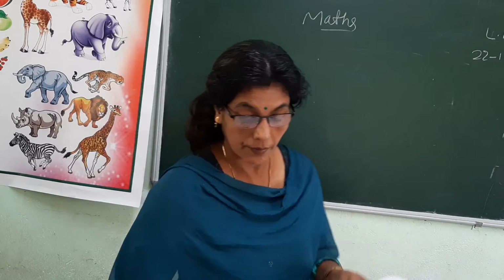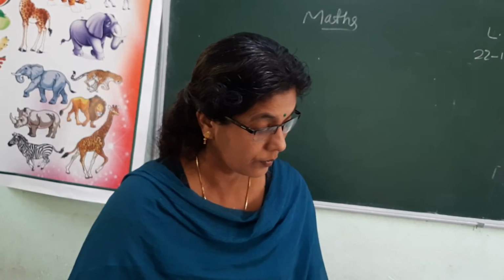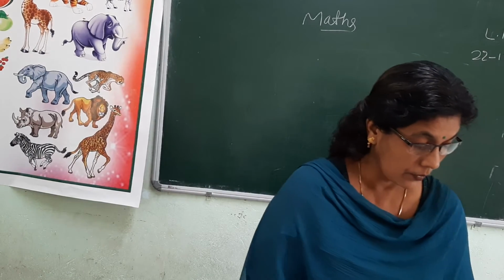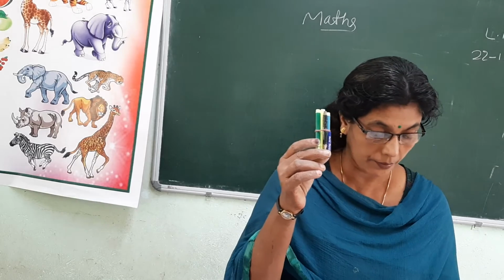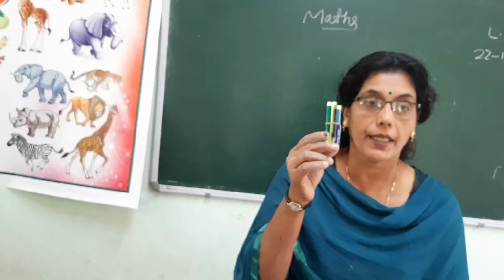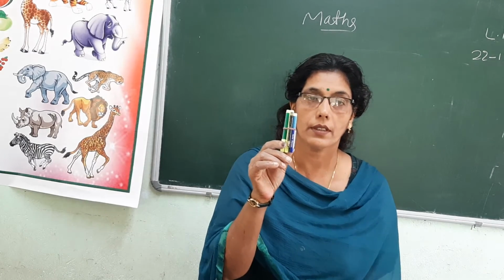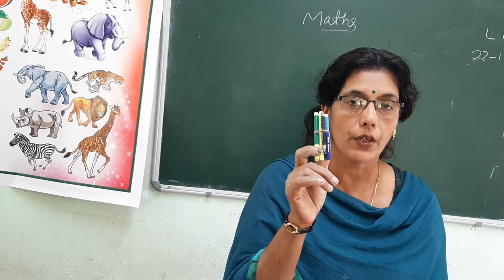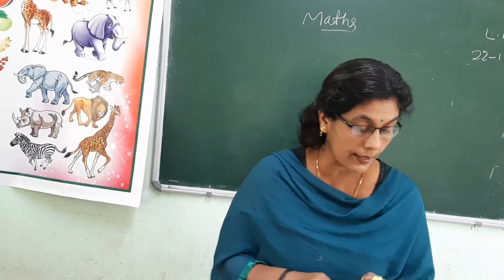1 2 3 4 5 6 7 8 9 10 11 12 13 14 15 16. Children, I have made a bundle of crayons. It has 10 crayons.